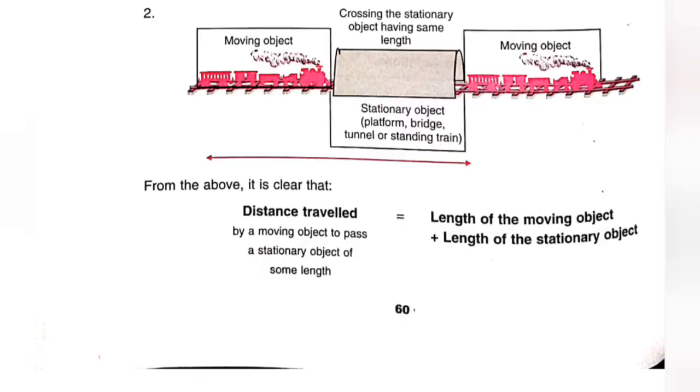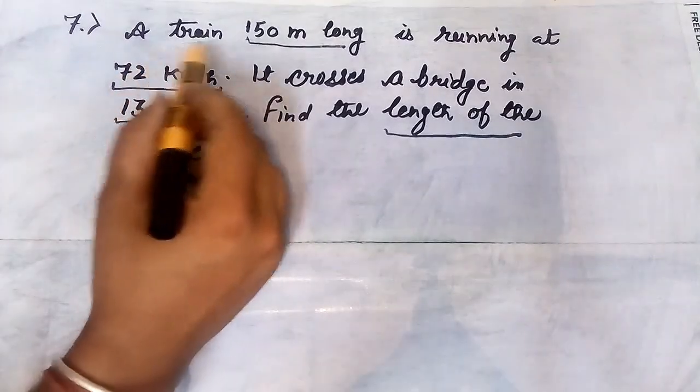Now let us discuss the second case, when the train is passing through a stationary object having length. For example, platform, bridge, tunnel or standing train. So it will start from point A and it will cross a tunnel at point B. So AB will be the distance, which is equal to length of moving object plus length of stationary object. So remember it and let us use it in the next question.